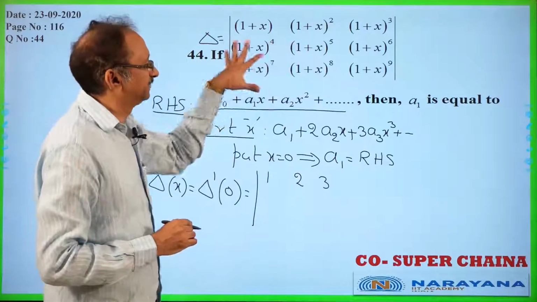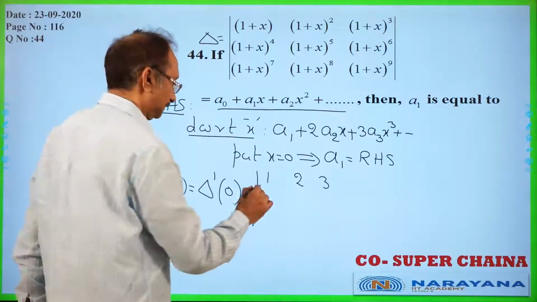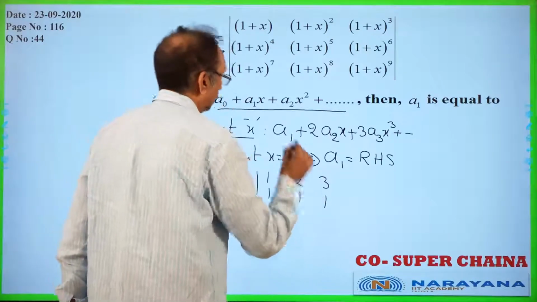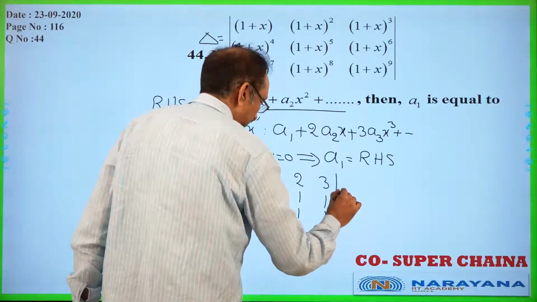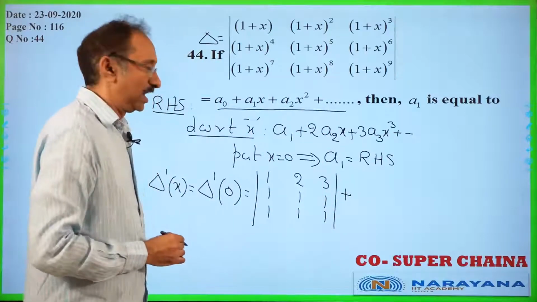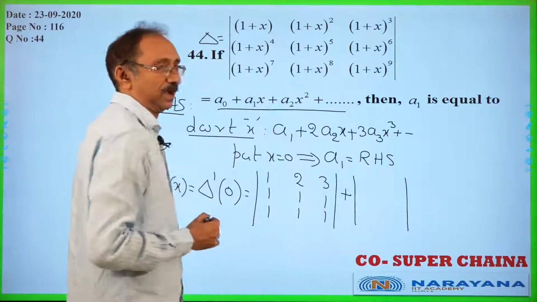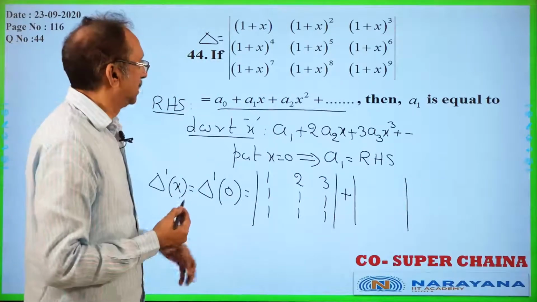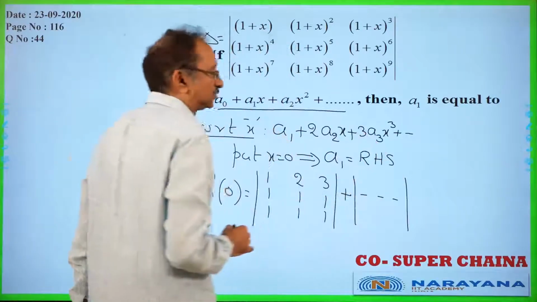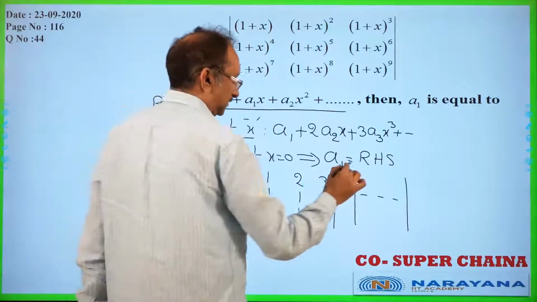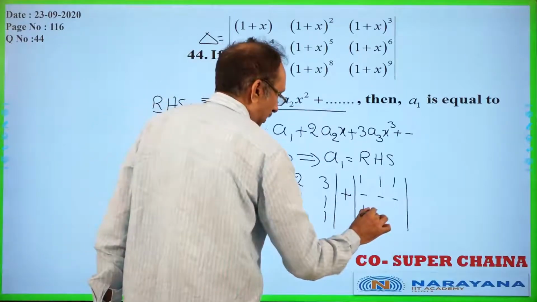And don't differentiate the remaining two rows. Simply substitute x is equal to 0. Now 1, 1, 1. Again 1, 1, 1. So this is the first determinant. Plus, and what do we have to do now? Differentiate the second row, and after that substitute x is equal to 0. But see, this problem is easy, so no need to differentiate the second row also. Just substitute x is equal to 0 in the first row. 1, 1, 1. Third row, 1, 1, 1.